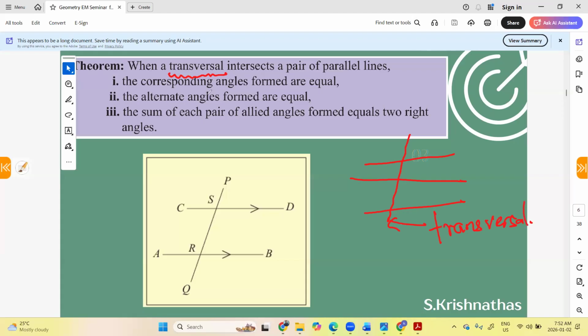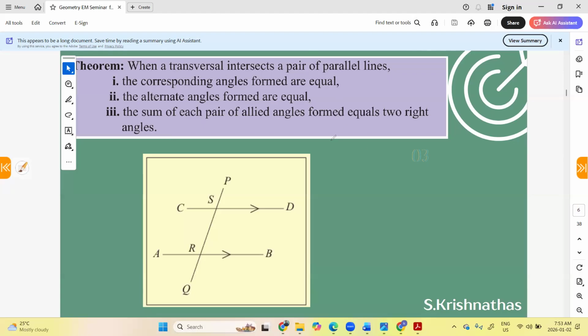Okay, this is the basic theorem, students, in grade 9. So that is a transversal. When a transversal intersects a pair of parallel lines, the corresponding angles formed are equal. The alternate angles formed are equal. The sum of each pair of allied angles formed is equal to two right angles.